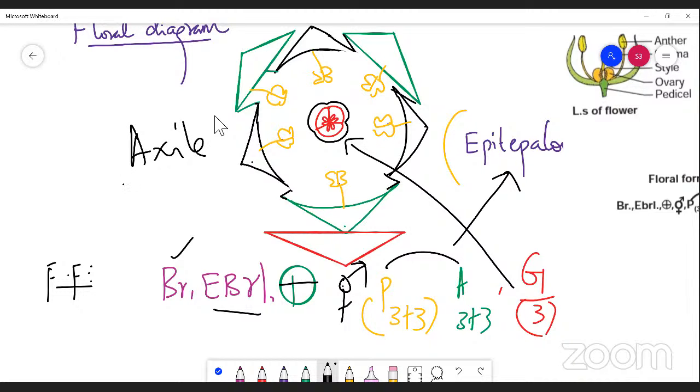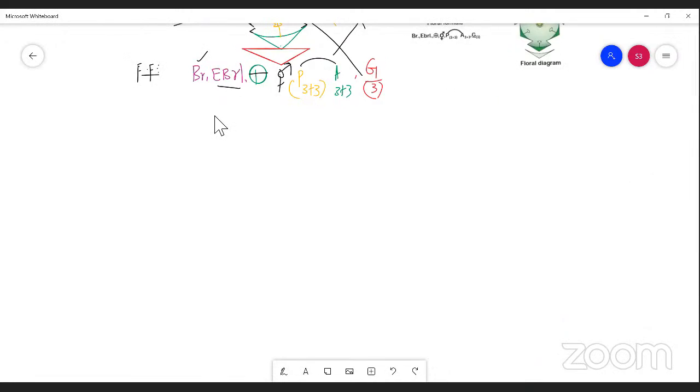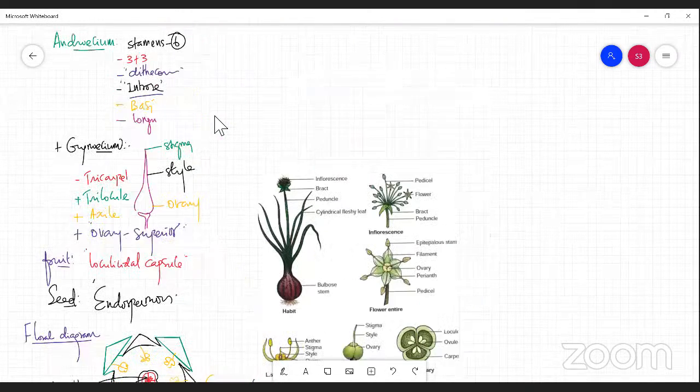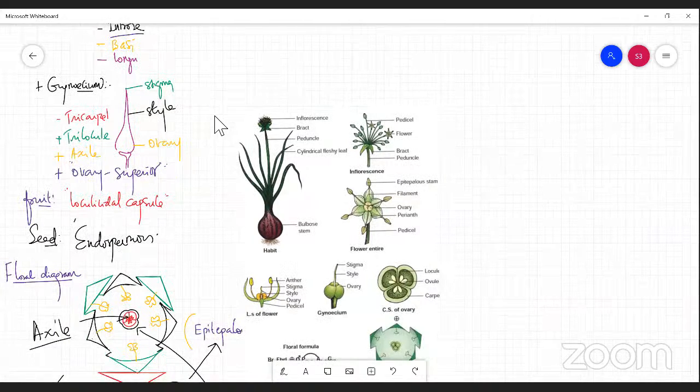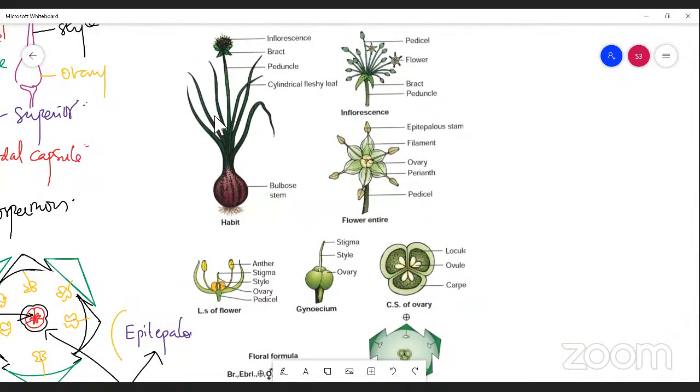So axial placentation represents the arrangement of ovules from the axis, right? So that is called axial placentation. So this is a botanical description of Allium cepa. I repeat once again, dear students, it is very easy to understand. If you see the diagram, you can understand, right? Now this is a botanical description. If you don't understand what I have given on the screen, just see the original botanical description on the screen.